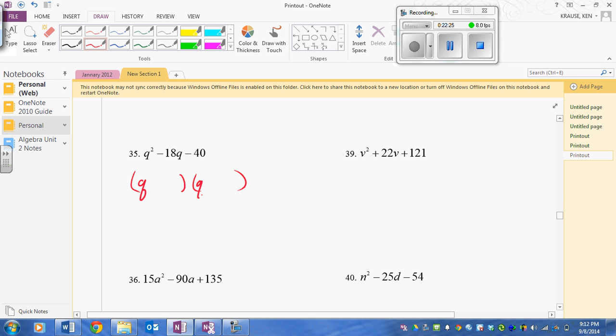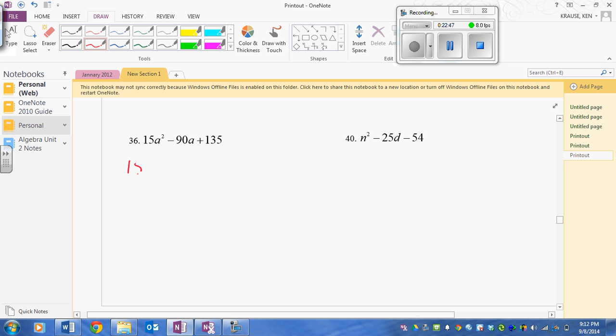q and q. The signs are different. One's plus, one's minus. Multiply to negative 18. That's really far away from each other. So you wouldn't want to pick like 8 and 5. You would like to pick something like q and negative 20, because those add up to negative 18. So positive 2, negative 20.